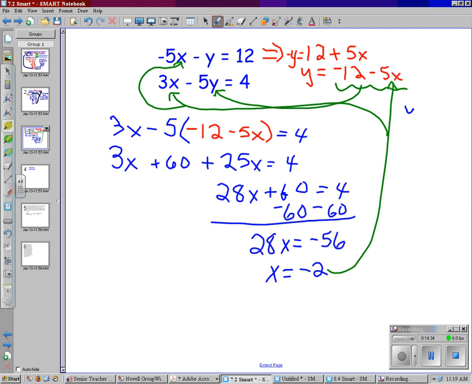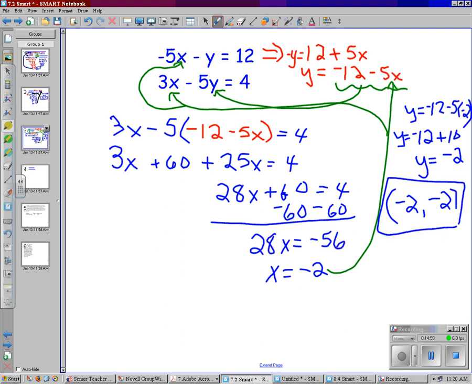So that we have y equals negative 12 minus 5 times a negative 2. Y equals negative 12. What's negative 5 times a negative 2? 10. So plus 10. So y is equal to negative 2. So we're going to write our answer as negative 2, comma, negative 2. And we can check our answer by plugging both of them in to the equation.